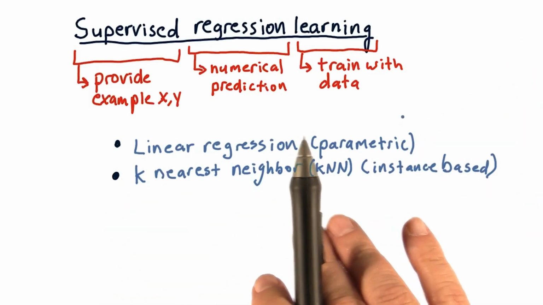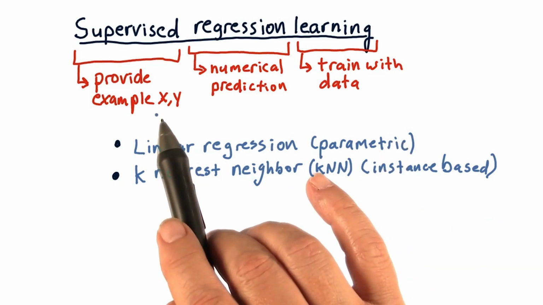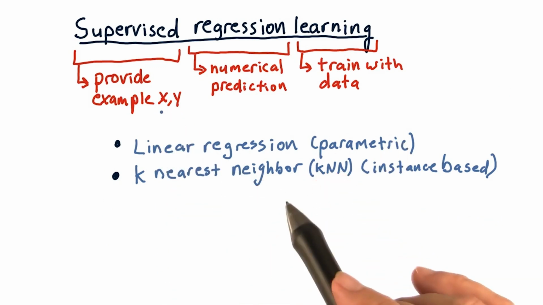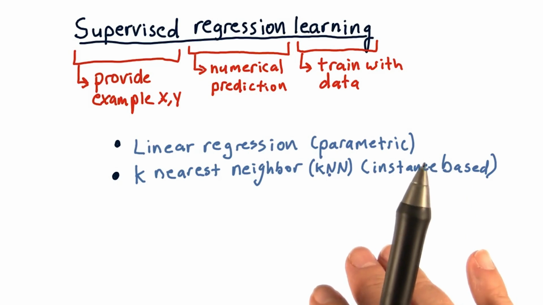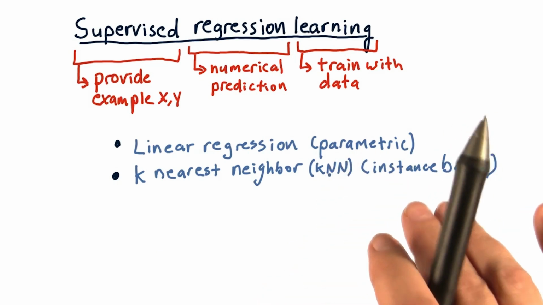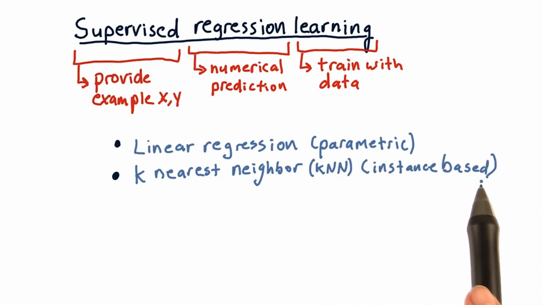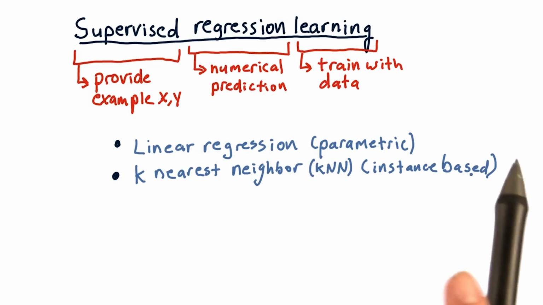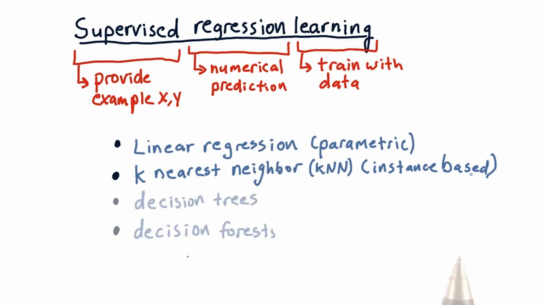In k-nearest neighbor, we keep all of this historic data, the x and y pairs, and when it's time to make a prediction, we consult that data. That's what makes it instance-based. Anyways, we'll spend a lot of time talking about k-nearest neighbor. Two other techniques that are really popular are decision trees and decision forests.